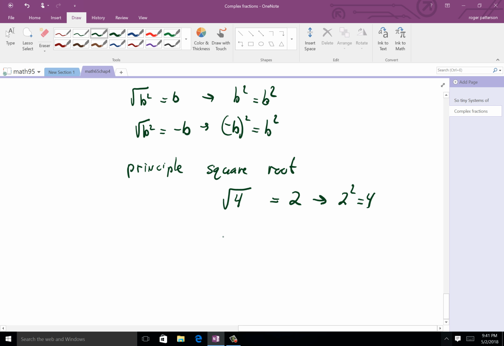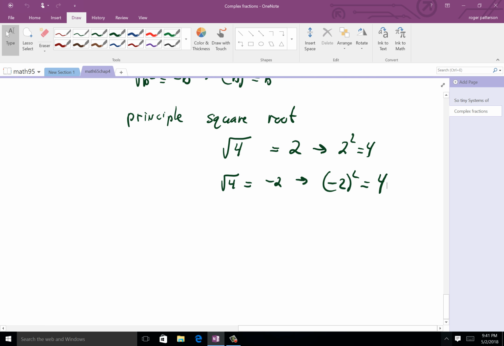That's called the principal square root. However, because we're squaring, it's also true that it could be a negative 2. And again, that's because you can square that and get 4. So a square root actually has a positive and a negative answer. But the positive answer is called the principal square root.